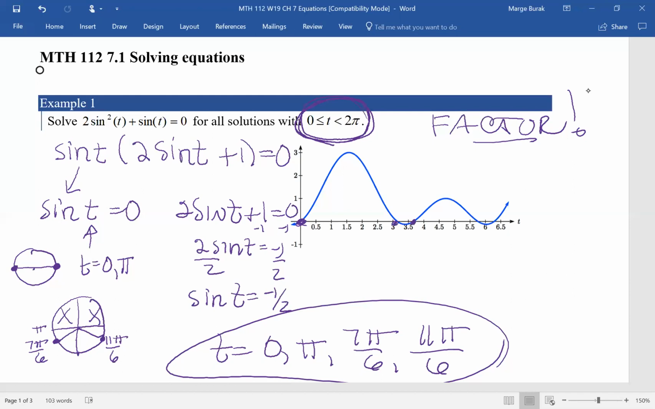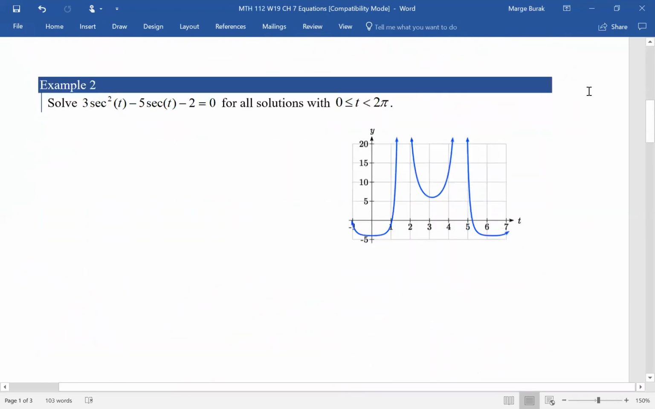And by the way, these are the answers in radians. 11 pi over 6 is going to be really close to the end of the circle, which is 6.28 radians. So you can see my skill. All right, so nice to check it. If you do put these in your graphing calculator, make sure your mode is in radians. And you can also check it on desmos.com. All right, let's look at another example.